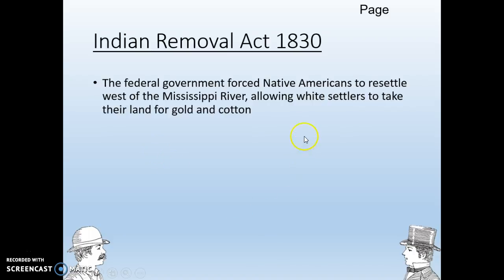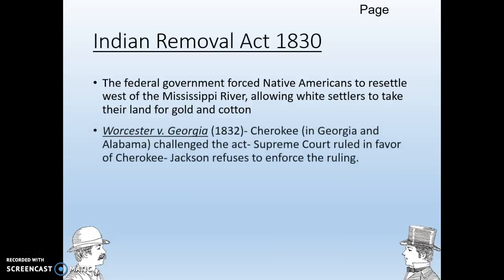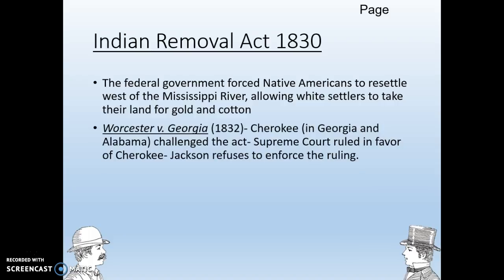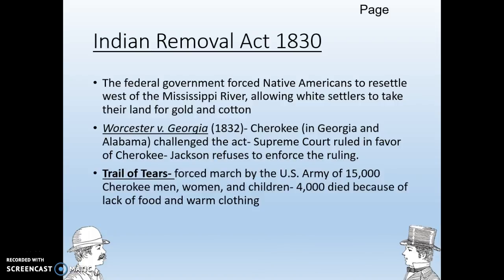And again, the federal government forced Native Americans to resettle west of the Mississippi, allowing the white settlers to take their land. The court case I spoke of earlier, Worcester versus Georgia: the Cherokee in Georgia and Alabama challenged the act, and the Supreme Court ruled in favor. Jackson refuses to enforce the ruling, which led to what is now known as the Trail of Tears.